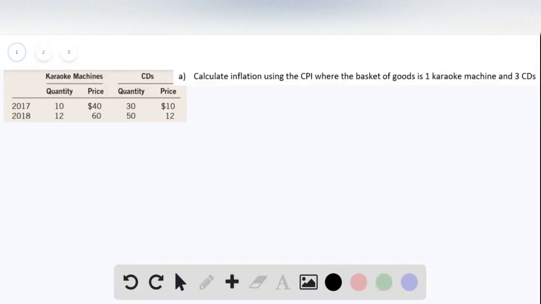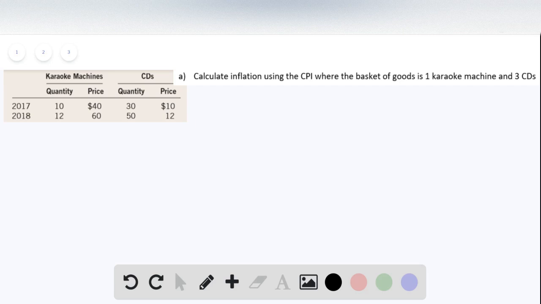Okay, everybody, this is chapter 24, problem 5. We're given the information in this table here: the quantities and the total price of karaoke machines and the quantities and the price of the CDs. And we're asked in the first part to calculate inflation using the consumer price index method, with the basket of goods being one karaoke machine and three CDs.